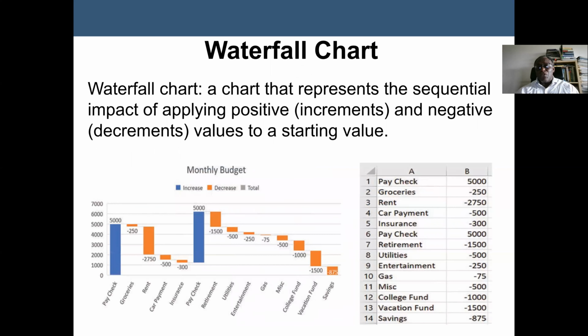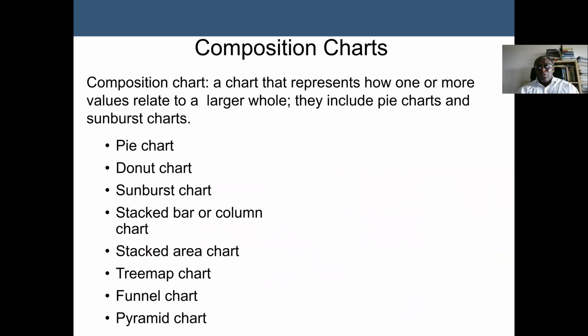We also have the waterfall chart. A waterfall chart is a chart that represents the sequential impact of applying the positive, which is increments, and negative, which is the decrement value to the starting value. A composition chart concept is almost the same as combo charts. It's joining 2 or more charts.